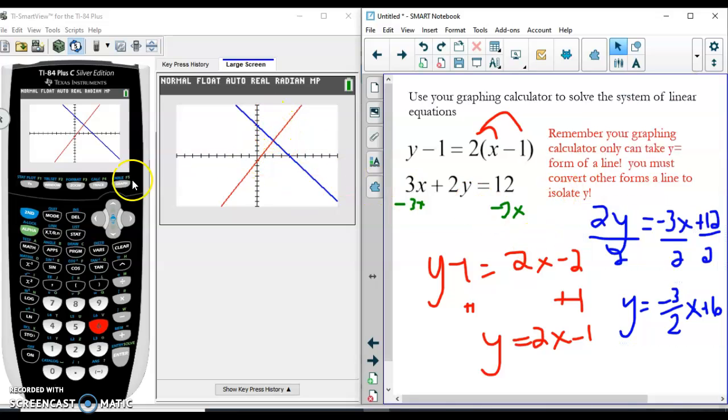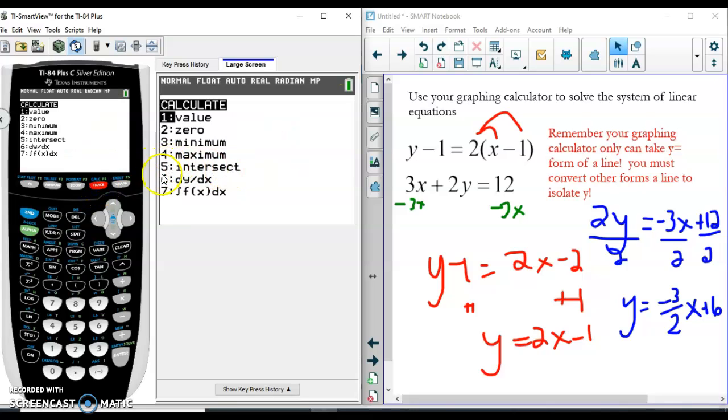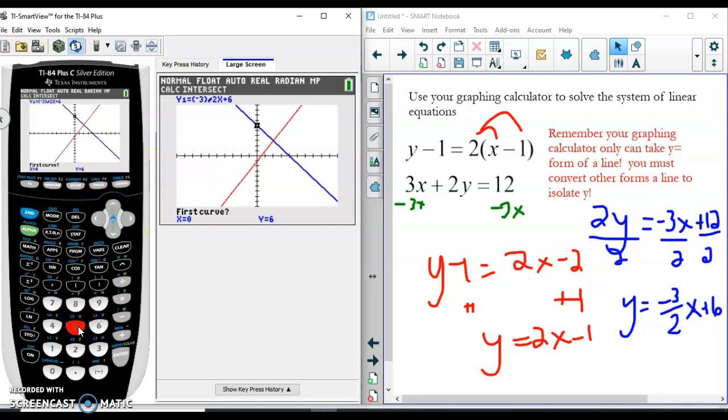So to find their point of intersection, I hit second, the trace button. I want to use the intersect feature, so I hit 5. I need to select my first curve. This is one of the lines that I want to find the intersection with, so my cursor's on it, so I hit enter. This is the other line that I want. My cursor's already on it. Remember, if it wasn't, I would just choose it by hitting the up and down arrow. And it wants me to guess where I think they touch. So I scroll as close as I can to that point, and I hit enter.